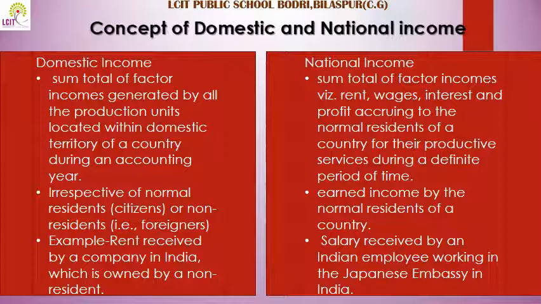National income includes only the factor income earned by normal residents of a country. Let us better understand by an example. Rent received by a company in India which is owned by a non-resident. For example, the rent is received and that company is owned by some foreigner. For example, it is owned by Donald Trump and the rent is received by that company. That rent will be included in domestic income while it will not be included in national income.